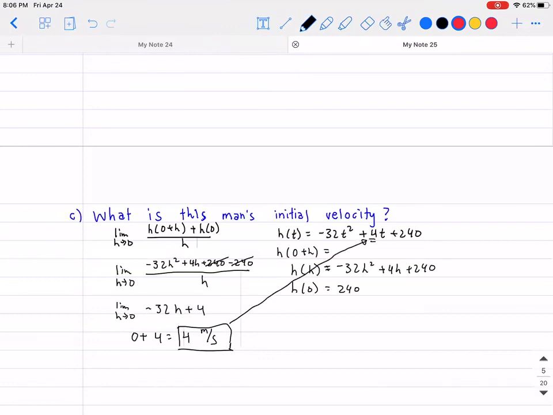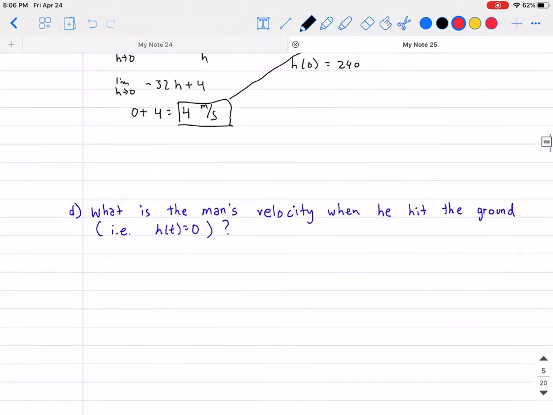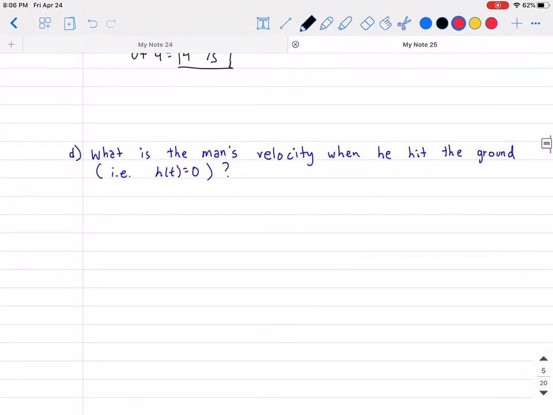Okay, and if you notice, it's actually not a coincidence that this 4 that we have as an answer is the same thing as this 4 that's over here, that's multiplied by t. Because later on you'll learn that that number that's multiplied by t in the linear part of it turns out to be our initial velocity every single time.